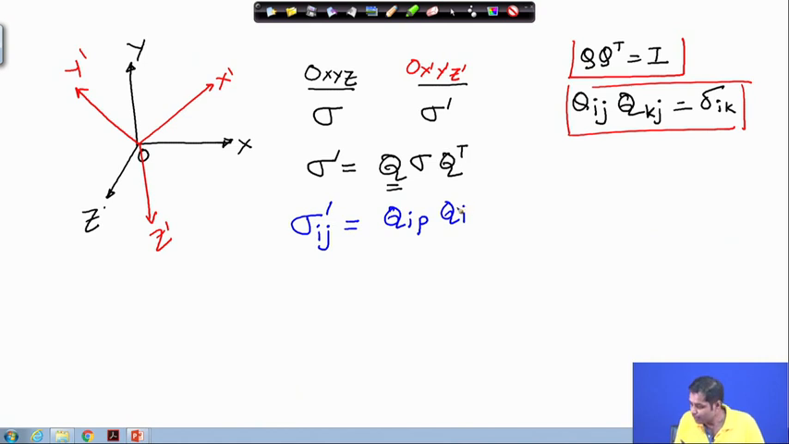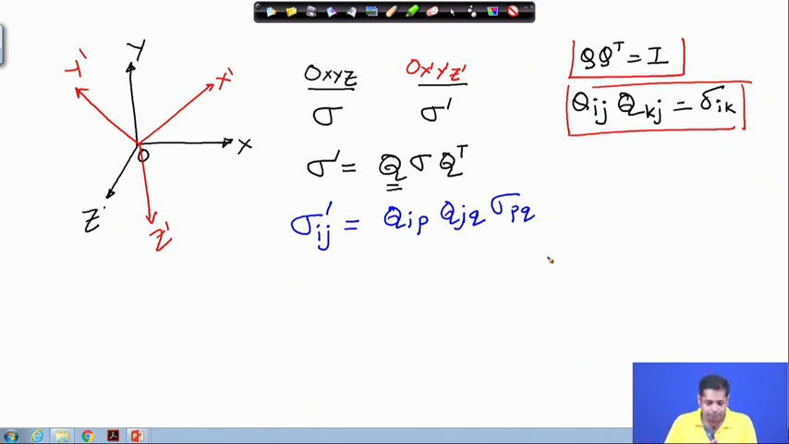Q_jq and then sigma_pq, right, sigma_pq. This is j. So this is written in indicial form, right. Now why are we talking about transformation here?